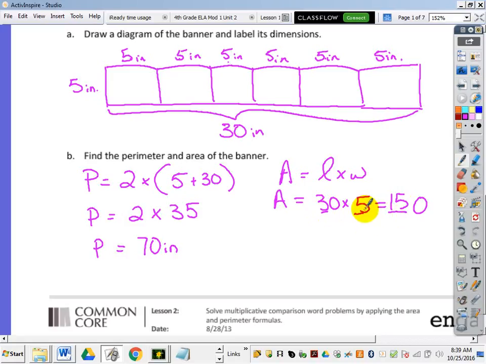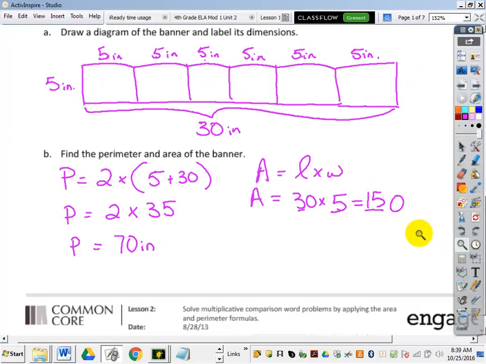Do you guys like zeros in multiplication like I do? I'm starting to really like that. Every time I see it, I'm like, oh, good. Now, what am I missing over here, guys? I've got to put something in, right? Inches. You've got to write square inches. I've got to put inches with a SQ so people know it's square inches or inches squared. 150 inches squared is the area of the banner.